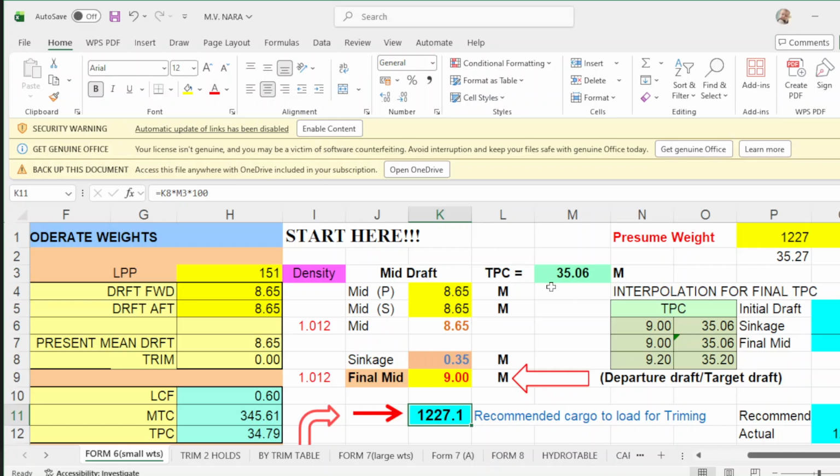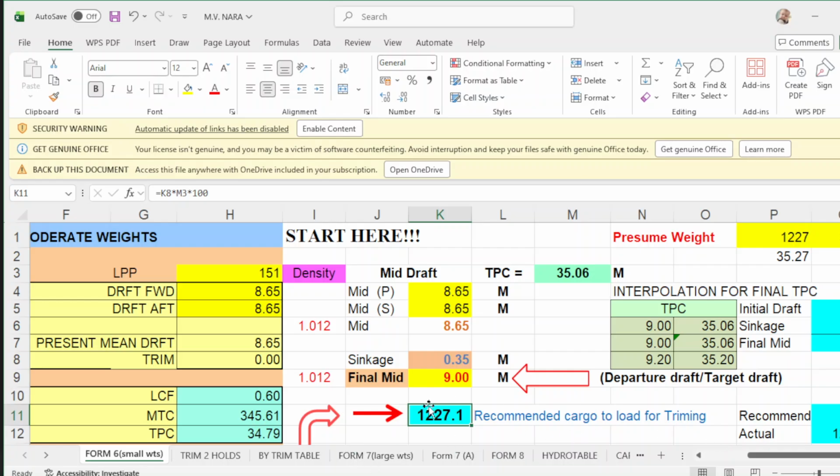Now with this TPC of M3, if your departure drop is 9 meters, you interpolate the TPC of 9 meters. So interpolation, the TPC of 9 meters is 35.06. So this is your true TPC of 35.06, meaning sinkage of 0.35 times your TPC of 35.06 times 100, that will amount to 1,227 metric tons that will be recommended to load for trimming.